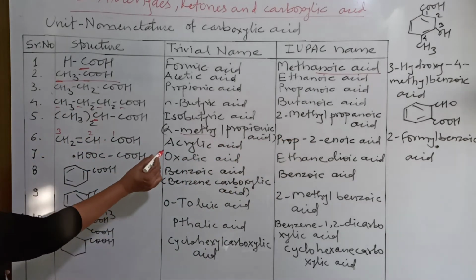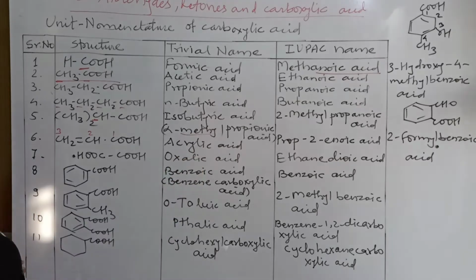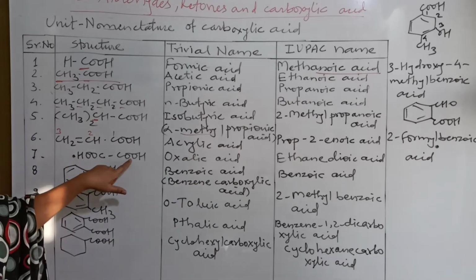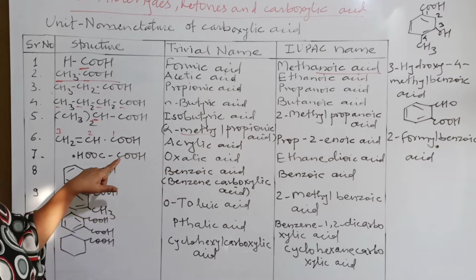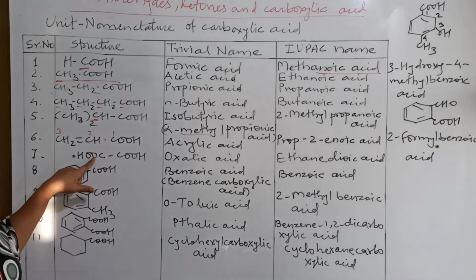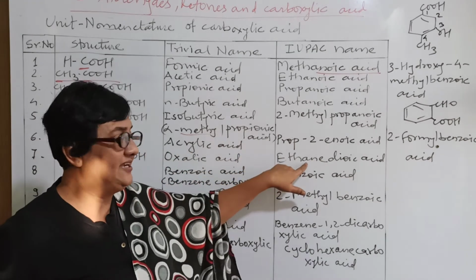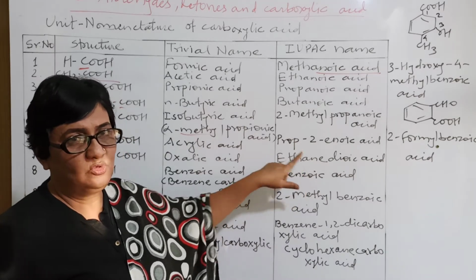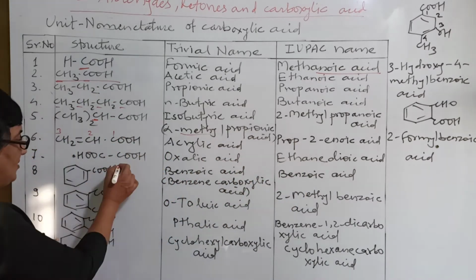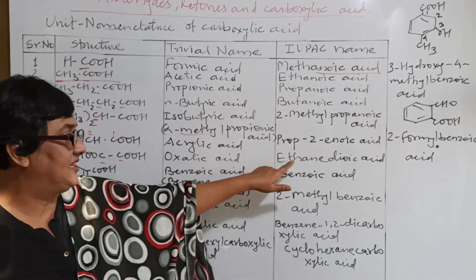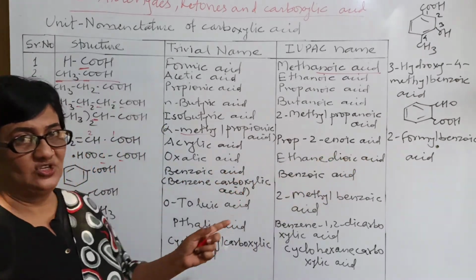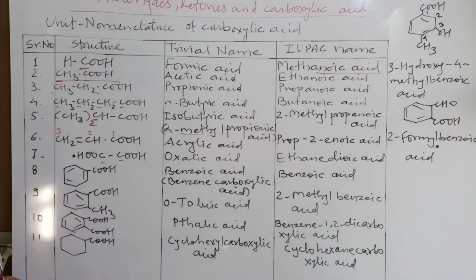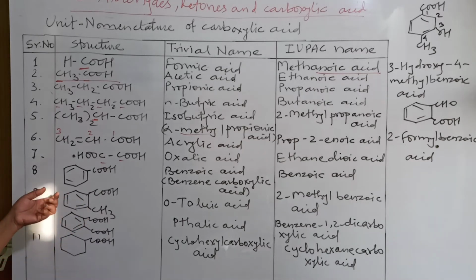And what is the trivial system name? Acrylic acid. If 2 COOH groups are there, it is called oxalic acid. And in IUPAC nomenclature, if the same functional groups are present, then the complete name of the alkane is used. 2 functional groups COOH and 2 carbon atoms, therefore a derivative of ethane. Di means 2 functional groups and oic acid means COOH is there. Therefore, the name is ethanedioic acid.